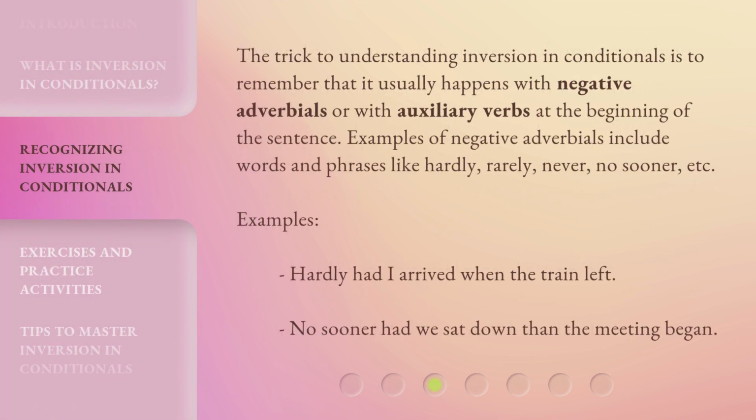The trick to understanding inversion in conditionals is to remember that it usually happens with negative adverbials or with auxiliary verbs at the beginning of the sentence. Examples of negative adverbials include words and phrases like hardly, rarely, never, no sooner, etc. Examples: hardly had I arrived when the train left. No sooner had we sat down than the meeting began.